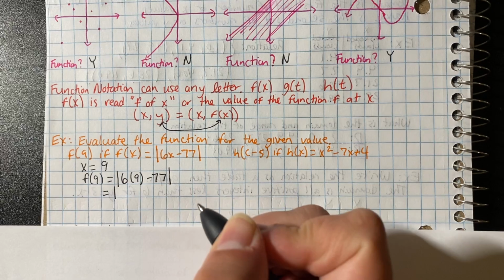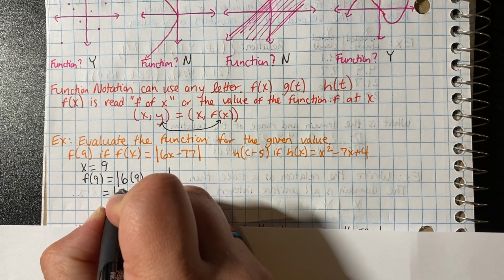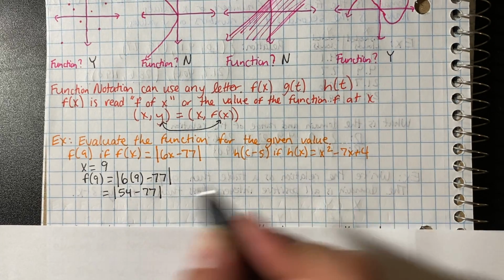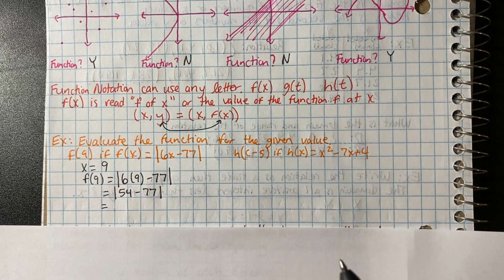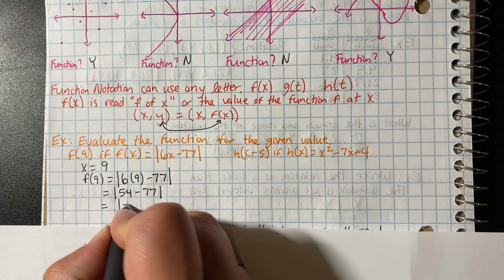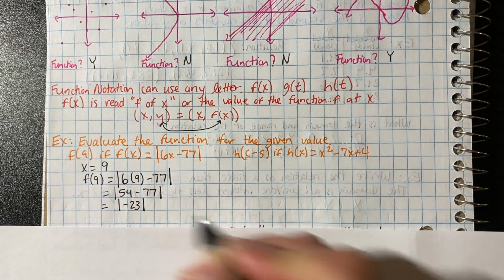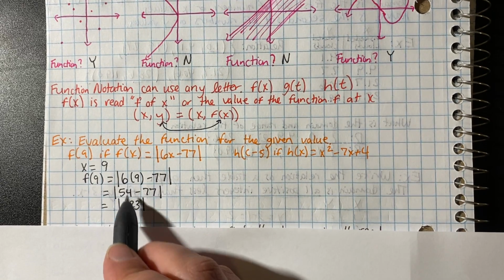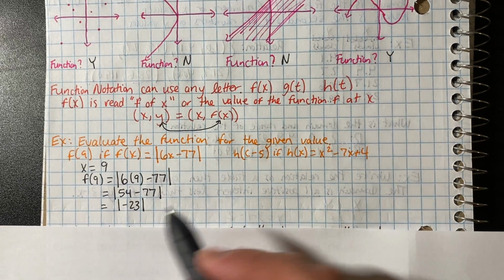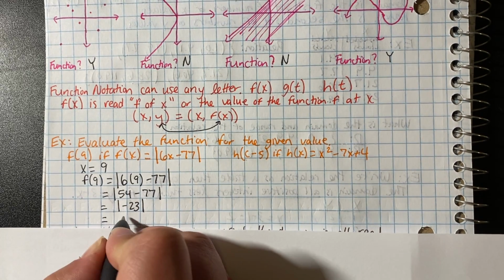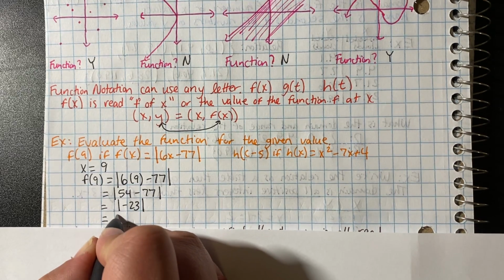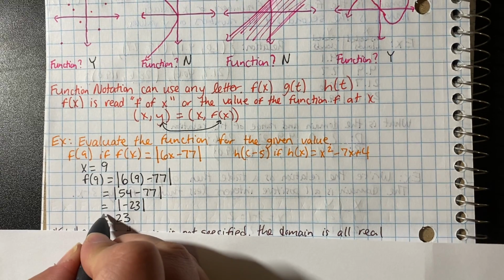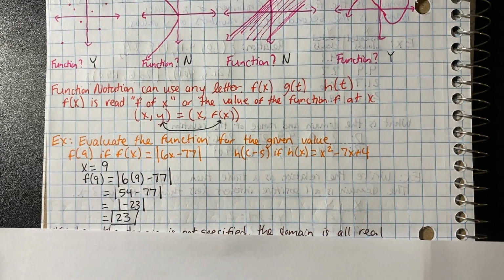Okay. 6 times 9, 54. 54 minus 77. I have this written down. I'm not doing this miraculously in my head. So then absolute value, get rid of that negative. So the answer is 23. So that would be your answer. Okay.